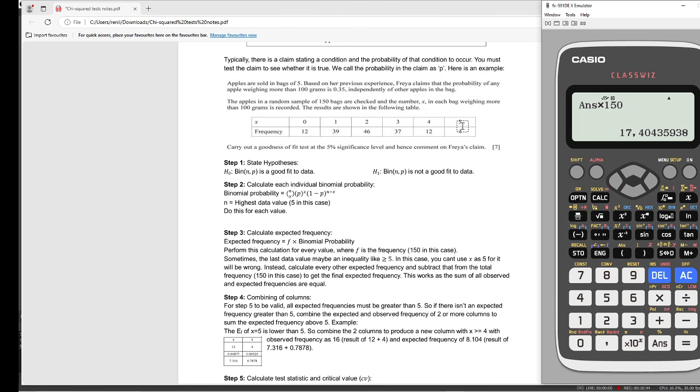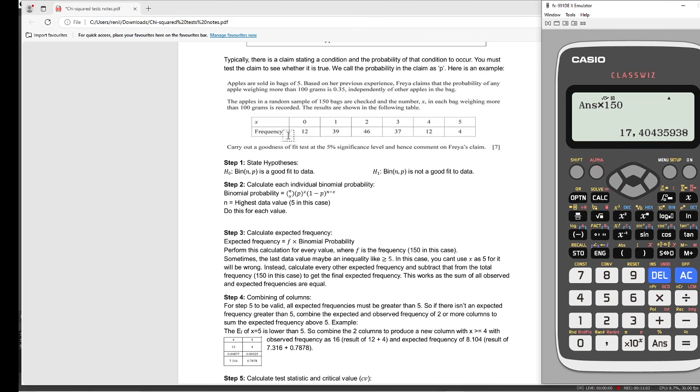Maybe in the last data set, it may state that x is greater than or equal to 5. In that way, we can't really say that n is going to be 5. Instead, we'll have to use a different way of calculation. It is really simple to do this. In fact, there's only one principle that you need to know.